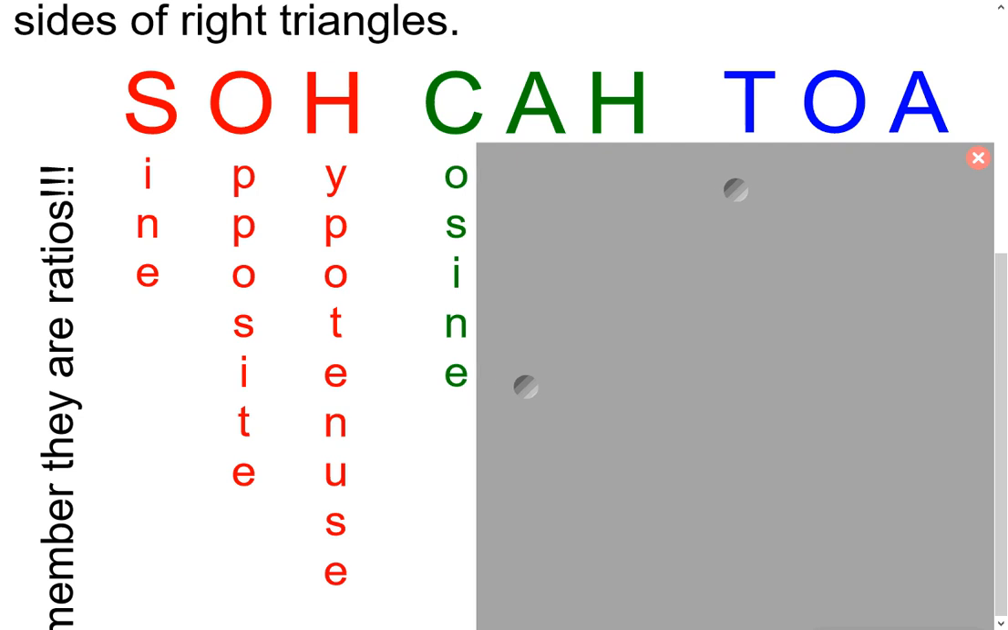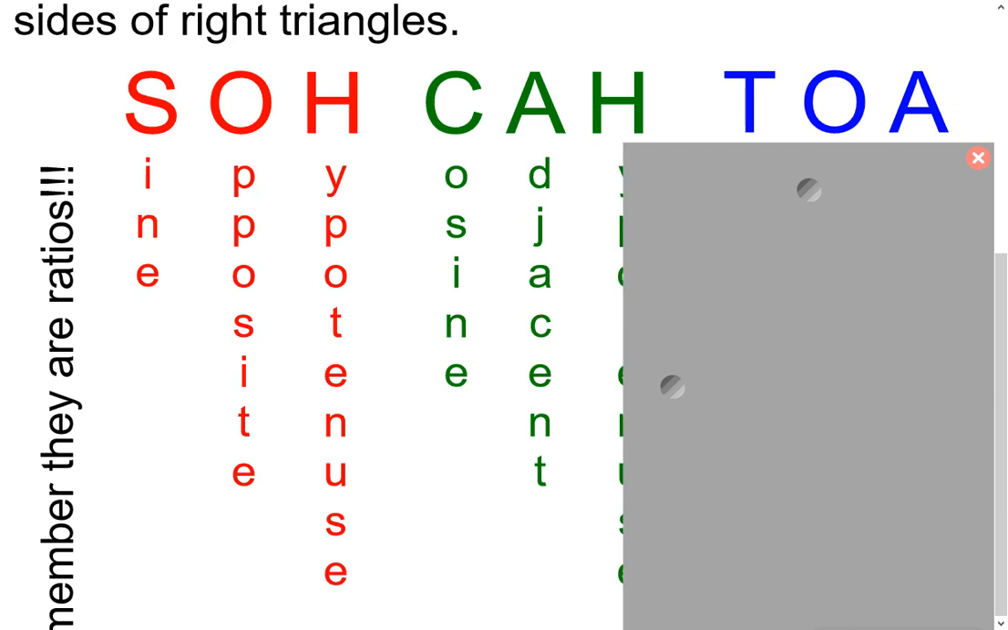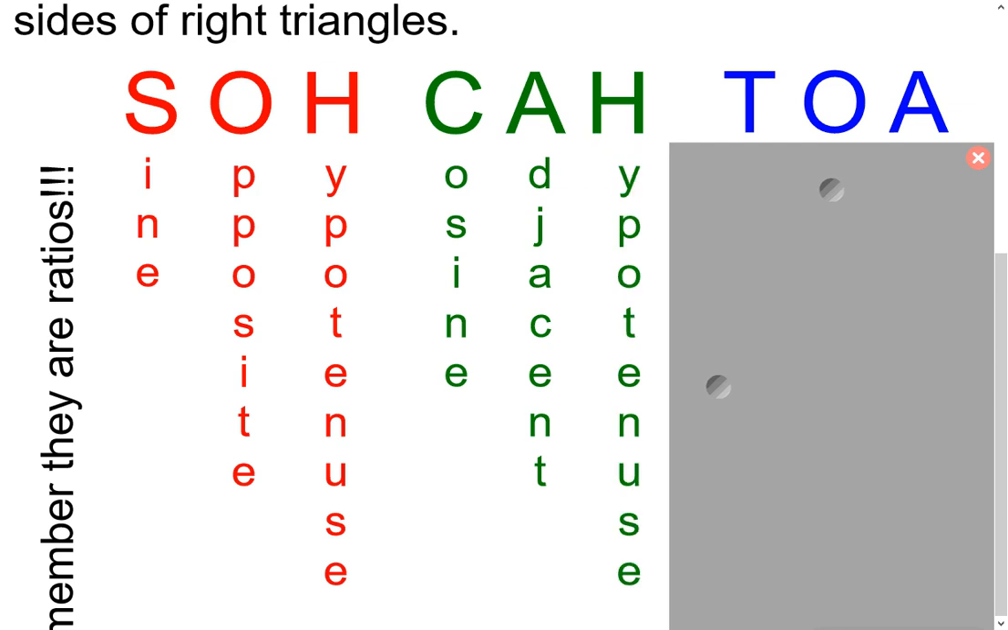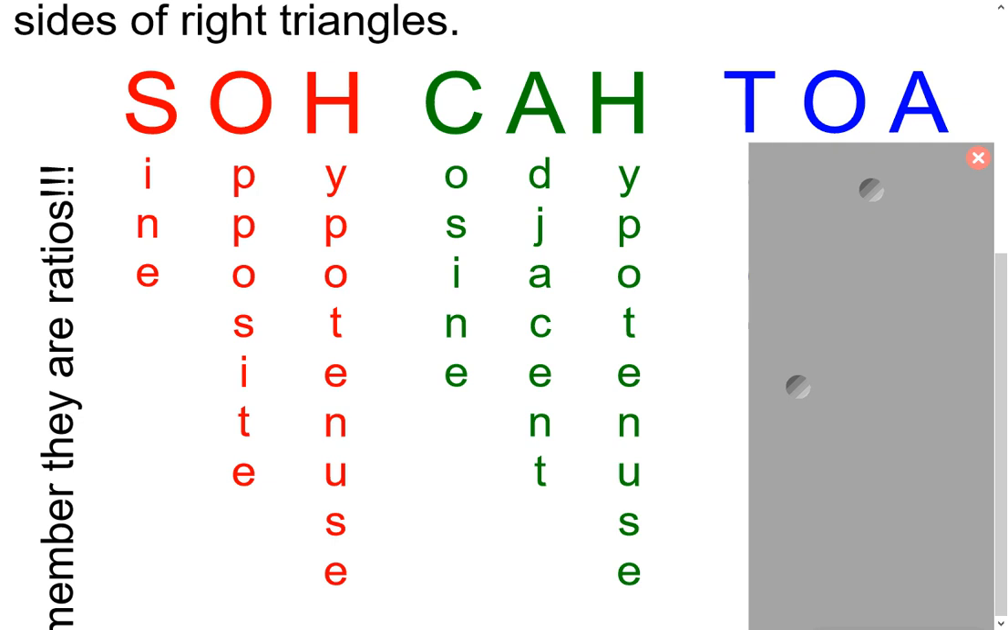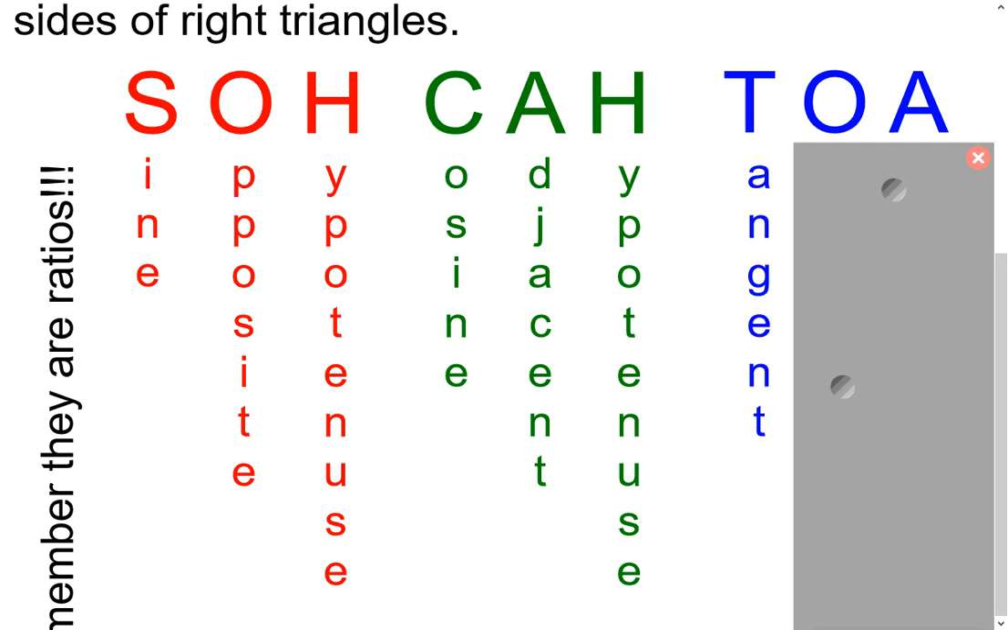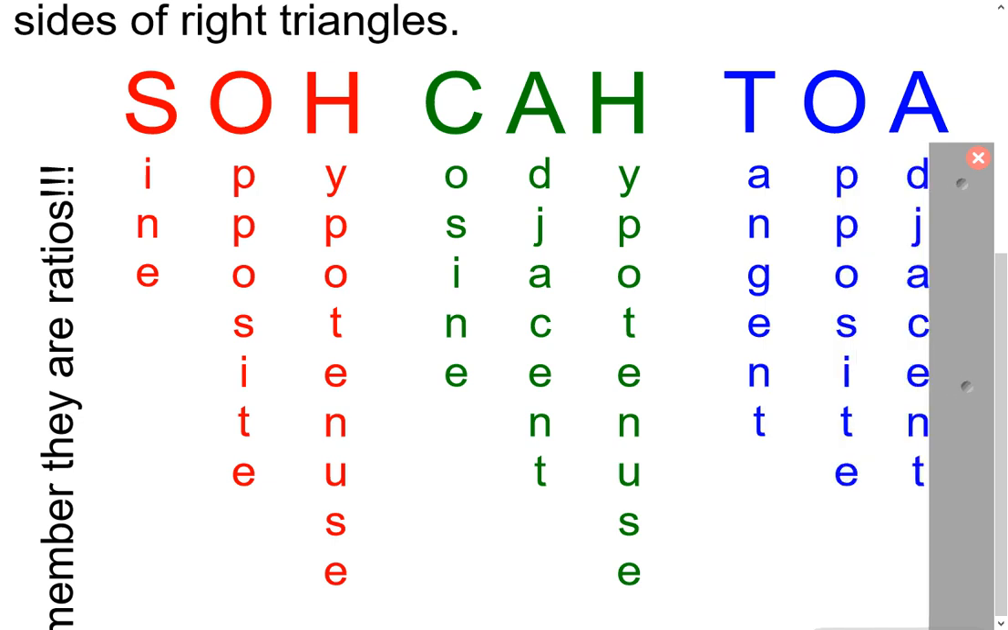The C deals with cosine, another one of our trig functions. Now cosine is the ratio of the adjacent side over the hypotenuse. And our last one is tangent, so the T, and tangent is the ratio of the opposite side over the adjacent side. Now notice, for sine I said opposite over hypotenuse, cosine I said adjacent over hypotenuse, and tangent I said opposite over adjacent. So again, there's that ratio when I'm turning it into a fraction by saying the word over.